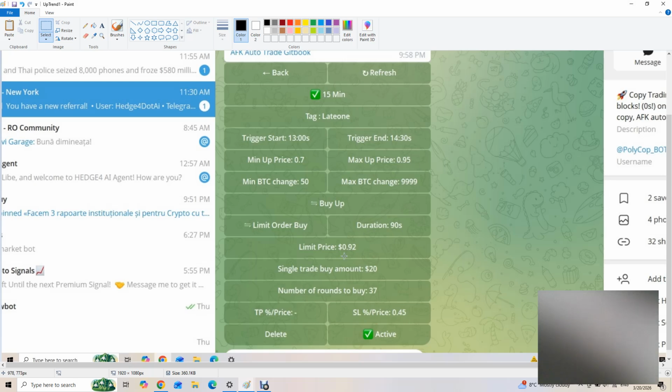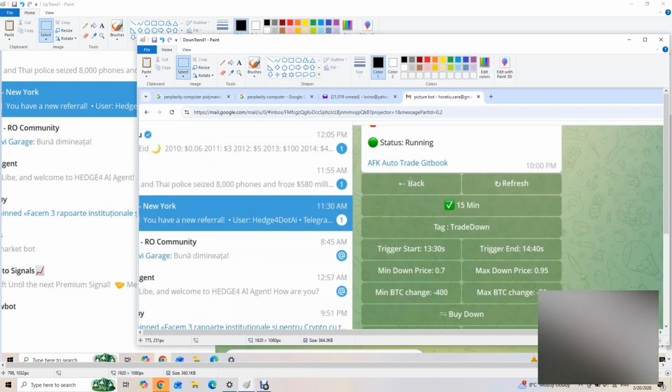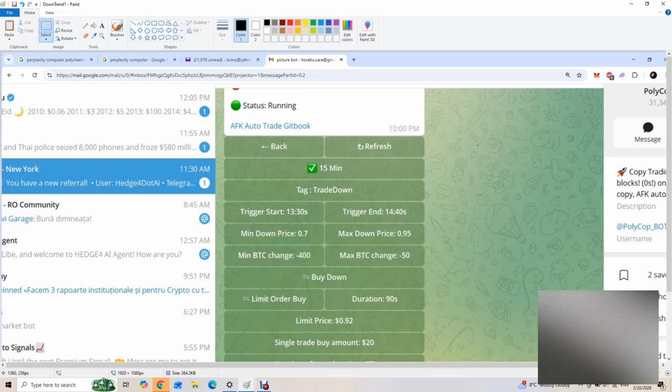And after that, have a look in parallel, same story. Put a third of the money and go for downtrend. So follow these instructions, same story. 15 minutes, give it a name, trade down or downtrend or down trading or whatever. Same story, 13:30, set up the trigger, and ends on 14:40. So 14 minutes and 40 seconds. So it's more seconds. Don't worry about it.